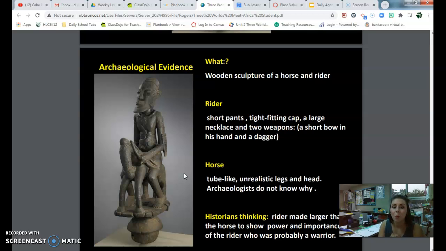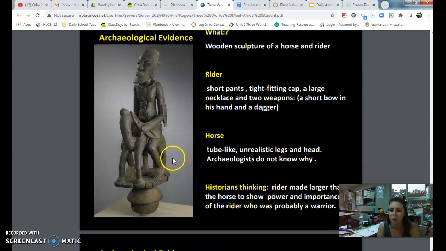So starting off with what it is, it's a wooden sculpture of a horse and a rider. We notice by looking at this image, the rider is wearing a tight-fitting cap, a large necklace, has short pants on, and has 2 weapons. He has a short bow in his hand, and he has a dagger. We also know that the horse is unrealistic looking. It has a tube head and legs, and archaeologists don't know why the figure looks so realistic, but the horse doesn't. That's a little unusual.